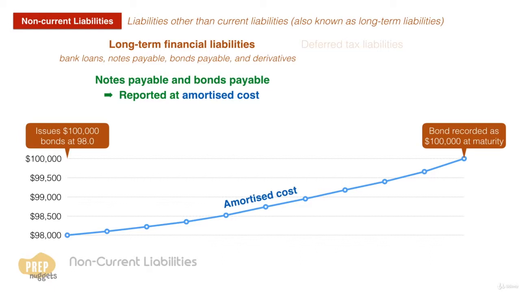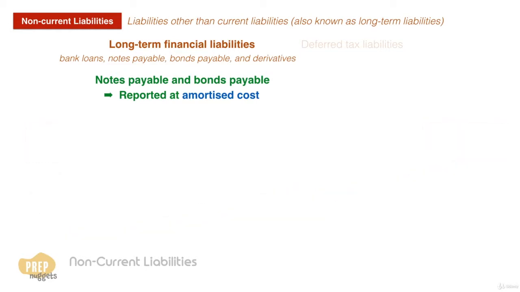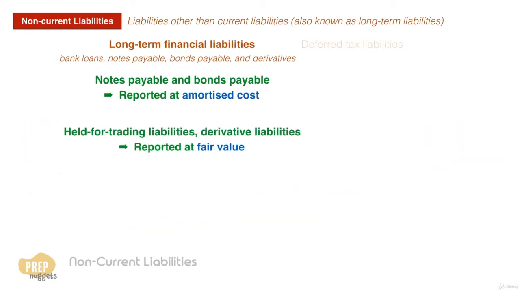In some cases, financial liabilities are reported at fair value. Examples include held for trading liabilities, such as a short position in a stock, and derivative liabilities.